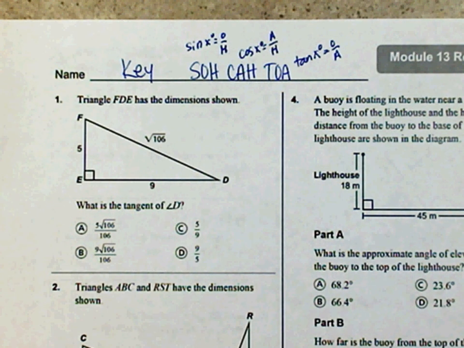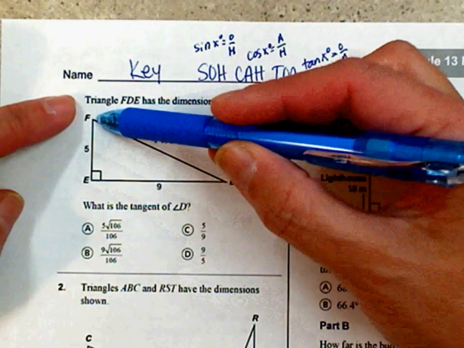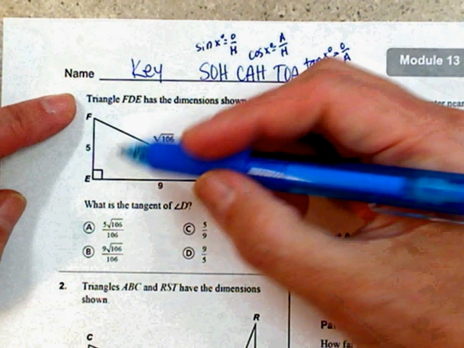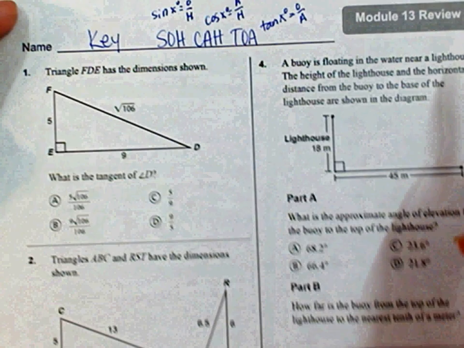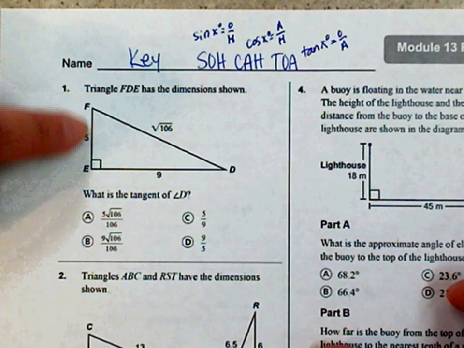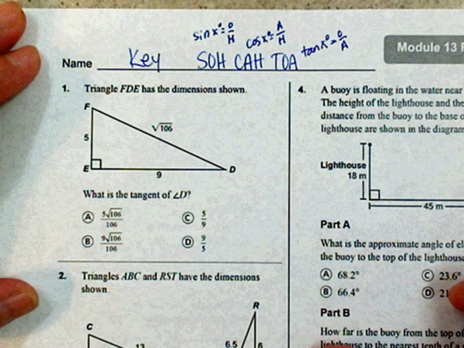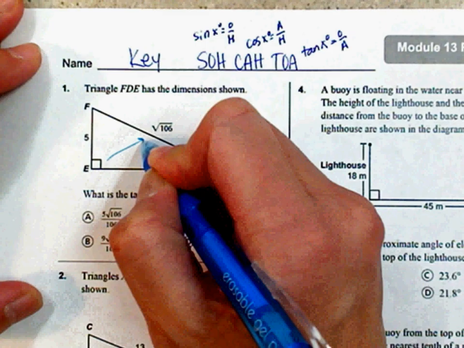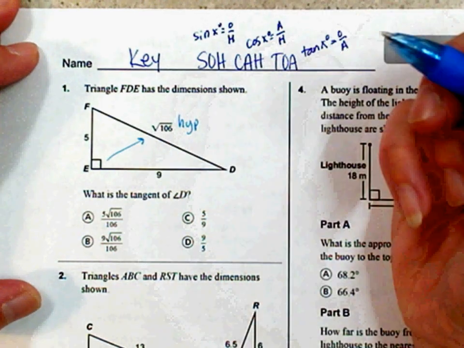All right, let's look at number one. Here we go. You have a triangle FDE and it has the following dimensions. It tells you it is 90 degrees. Segment FE is 5, segment ED is 9, and your hypotenuse is square root of 106. If you don't know what your hypotenuse is, it is always across from that 90 degrees. Every single time. There's your hypotenuse.